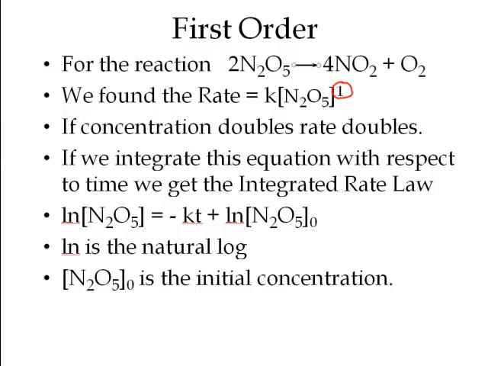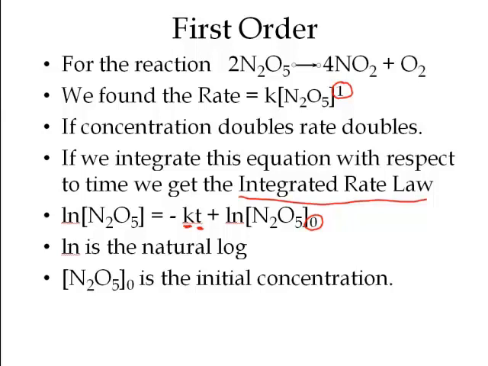Now we have this new thing called the integrated rate law, and this equation happens to be on your AP equation sheet. It says the natural log of the concentration of dinitrogen pentoxide equals negative k t, plus the natural log of the concentration at the start. That k is the constant we used last time, and t is time, because now we're plotting this over time. The subscript 0 just means at the start. ln is natural log, and we have that key on our calculator.